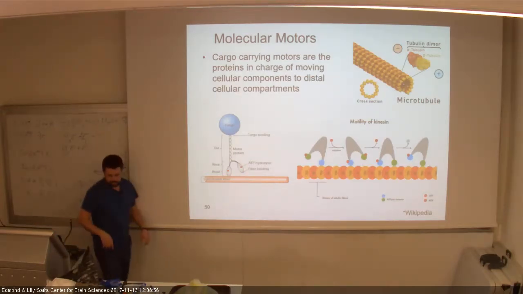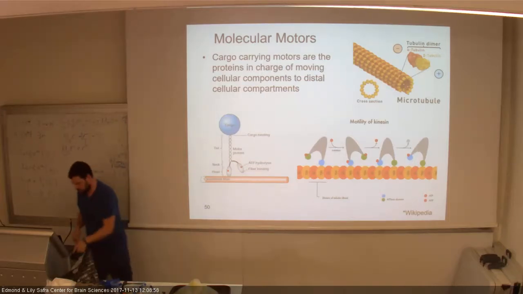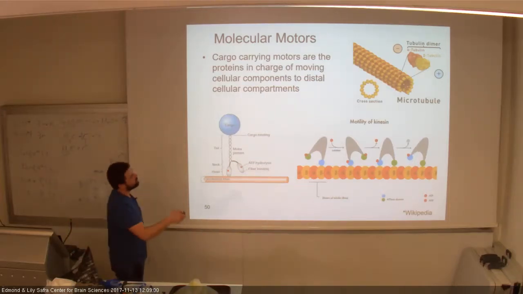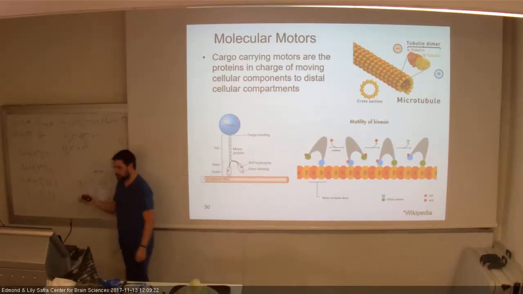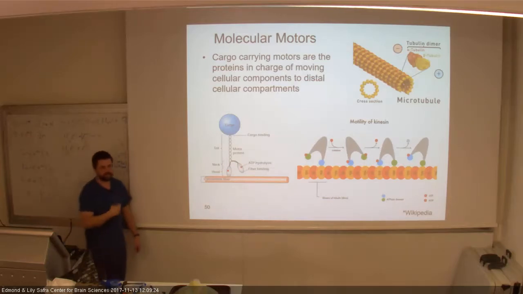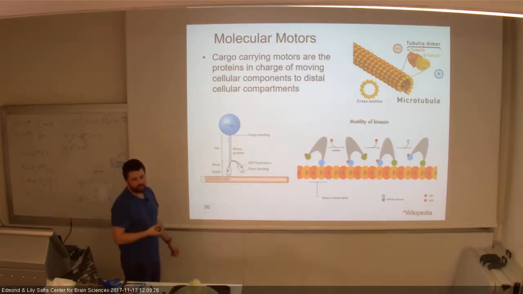Where's my presenter? Here. So these microtubules, or large tubular structures, are composed of a lot of tubulin proteins, and tubulin proteins are dimers. They have the alpha subunit and the beta subunit of tubulin. The alpha subunit is generally negatively charged, and the beta subunit is positively charged.